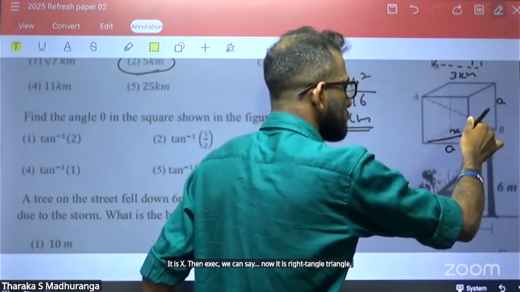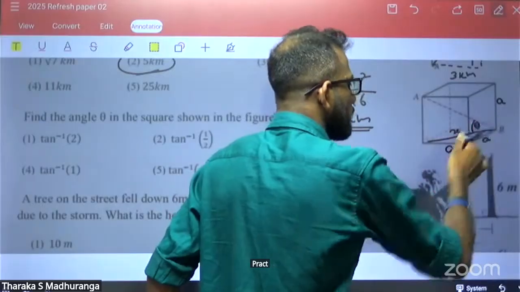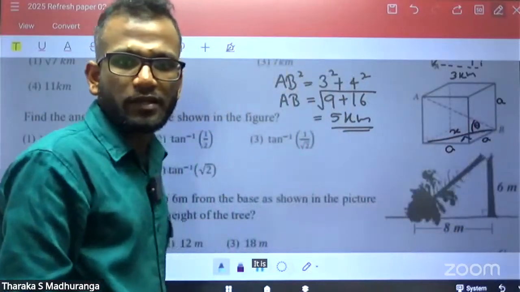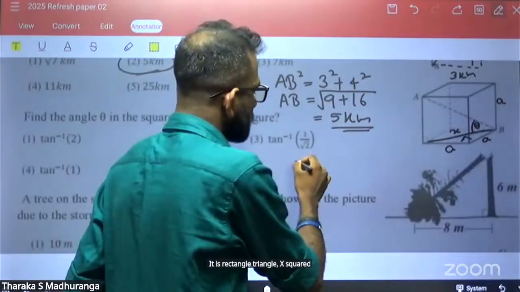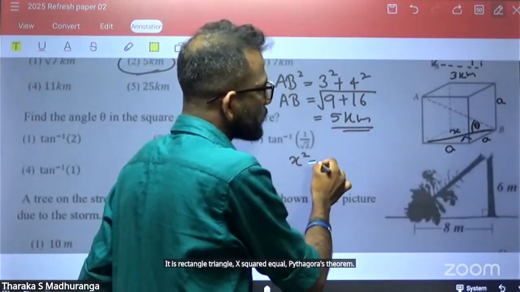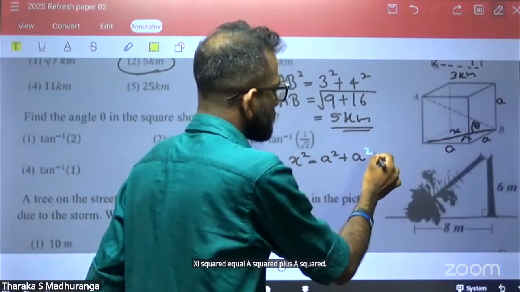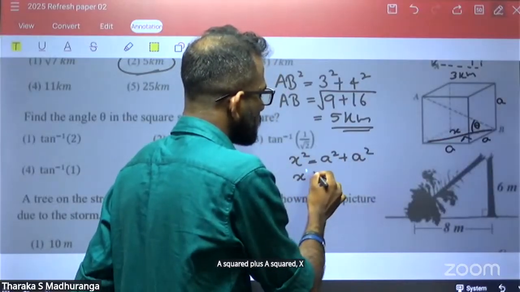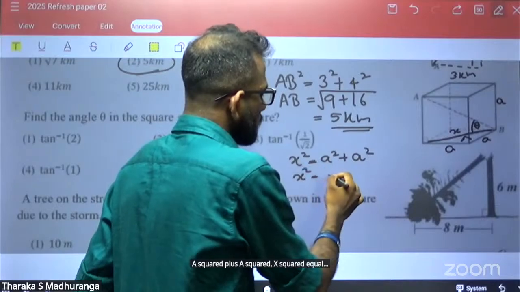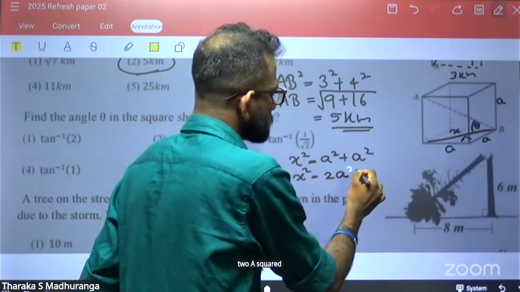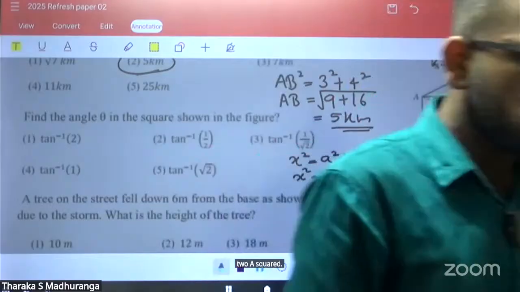Then x we can say now it is right angle triangle. Think it is practically right angle triangle. It is right angle triangle. x squared equal, Pythagoras theorem. x squared equal a squared plus a squared. a squared plus a squared. x squared equal 2a squared. x squared equal 2a squared.